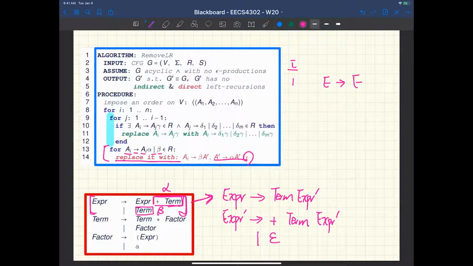Everybody okay with this? Okay, and now it would be an exercise for you to remove the direct left recursion for this guy here. So for this guy here, exercise for you.